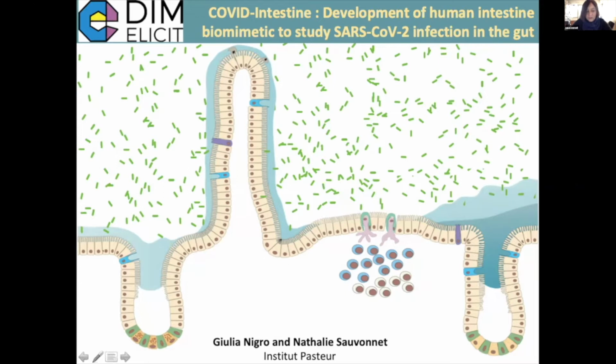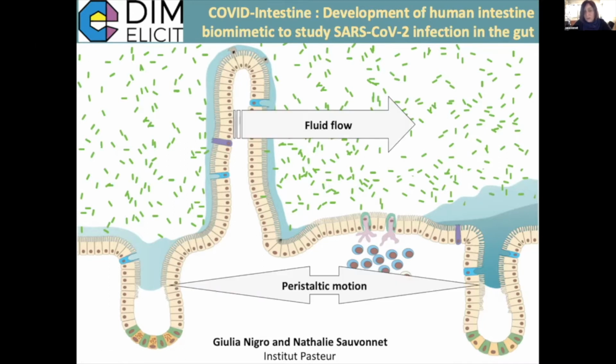The gut tissue makes a barrier between the external side of the body, where the pathogens come from, and the internal side of the body, where you can find the immune cells. This barrier is composed of several cell types organized in a 3D architecture, alternating crypt and villi structures. Moreover, the gut tissue is constantly exposed to mechanical forces. Two main forces: one is induced by the fluid flow, inducing shearing forces, and the other induced by the peristaltic motion, inducing stretching forces.